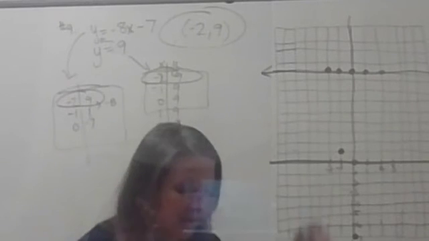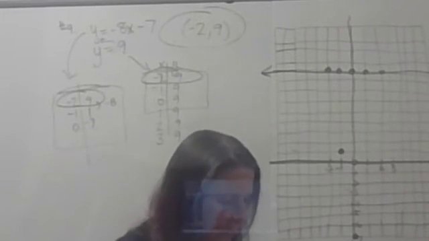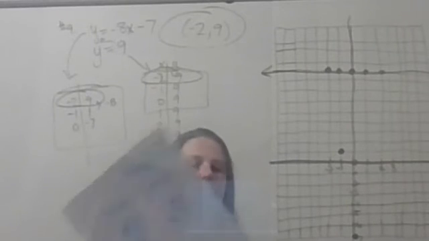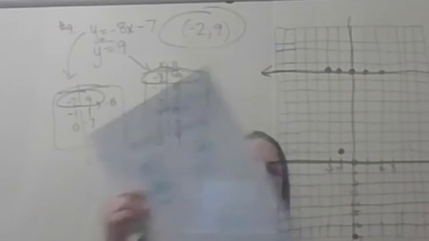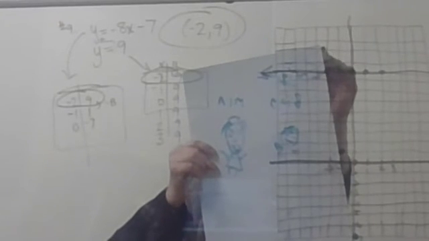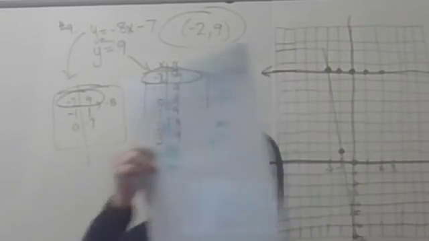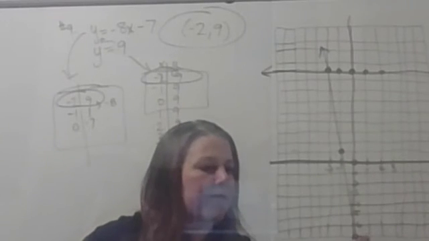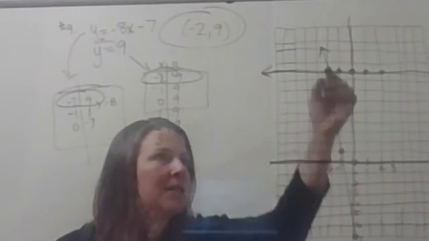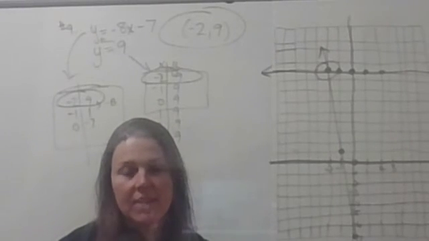So this line, I might grab a... Oh boy. I don't know who wrote this on here, so that is the steep line with this being the intersection point.